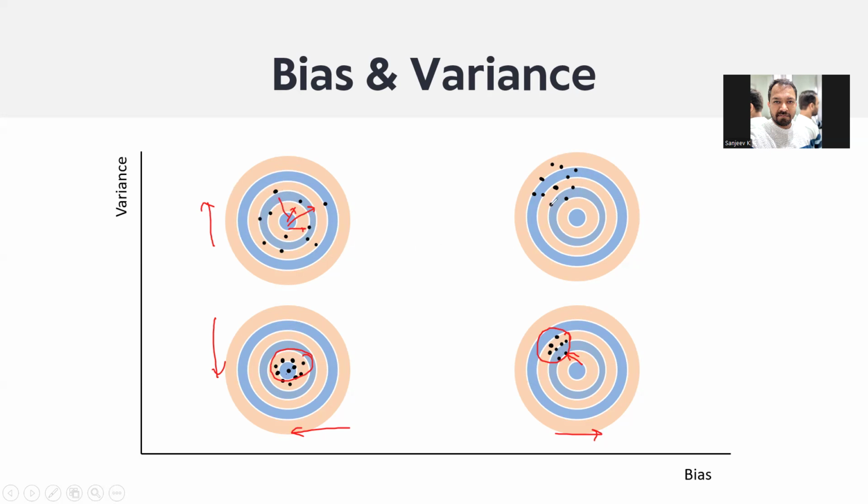And here is a case where you have high variance and high bias. Drifted away, not in clustered form. They're away from the center. Pretty much scattered. High variance, high bias.